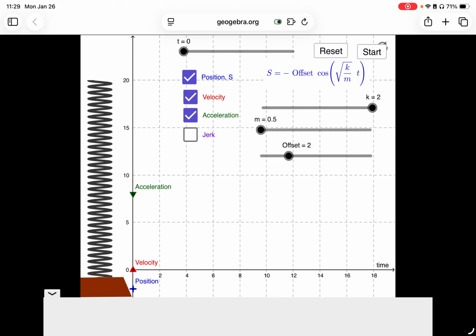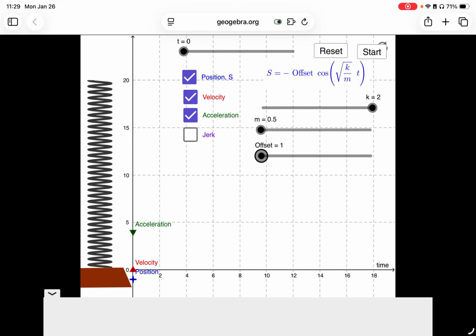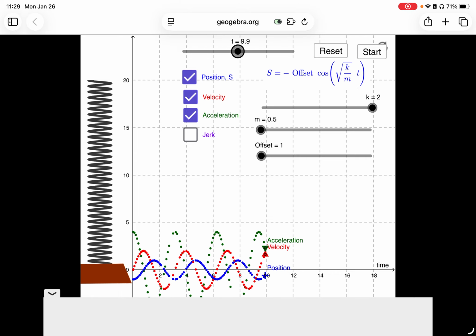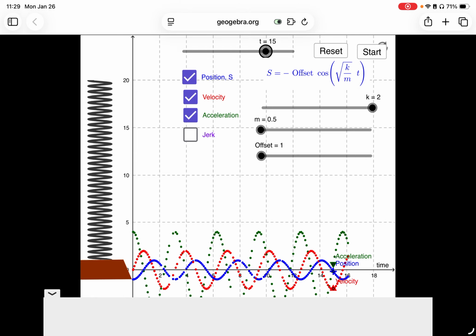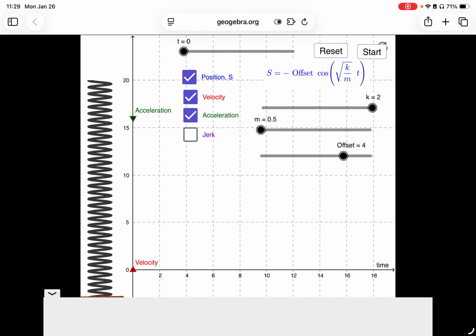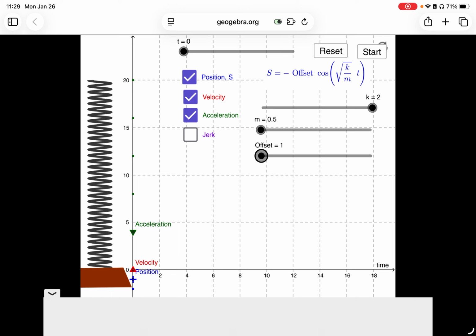The offset thing here, then, this corresponds to our phase. So if I start at an offset of 1, this corresponds now to a very small offset. You can see I'm not starting at the equilibrium position, but there's a little offset in the phase. I can change that offset, and it basically changes where I start. So this is just a different way of discussing the phase.